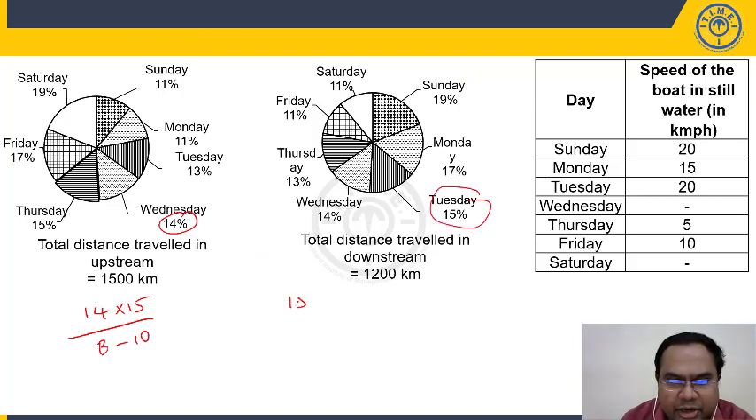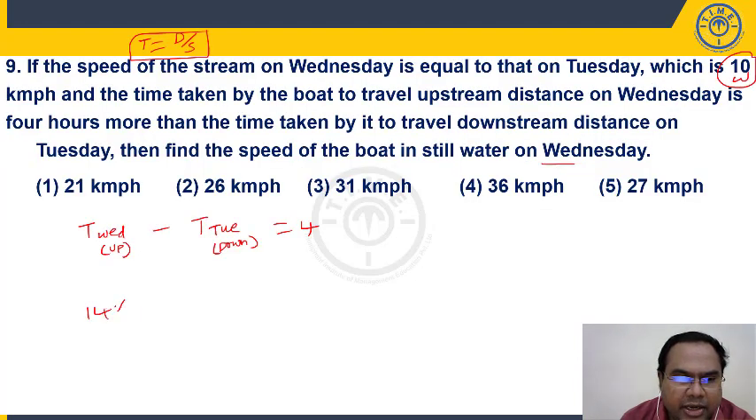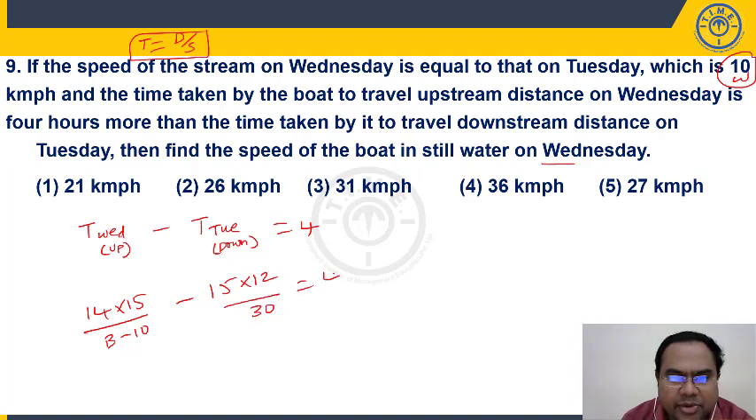So 15 into 12 by downstream speed, which is B plus W. On Tuesday, B value is 20, W value is 10, so it is 30. So 14 into 15 by B minus 10, minus on Tuesday downstream 15 into 12 upon 30. The difference between these two is 4. Now we need to find out the B value, that is, the speed in still water on Wednesday.